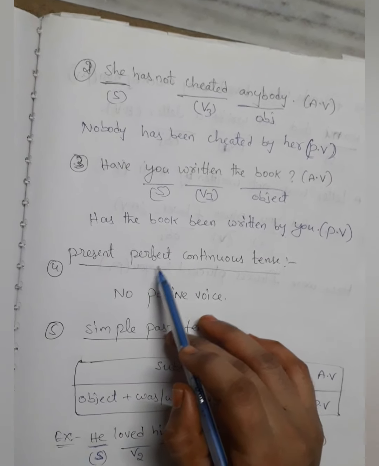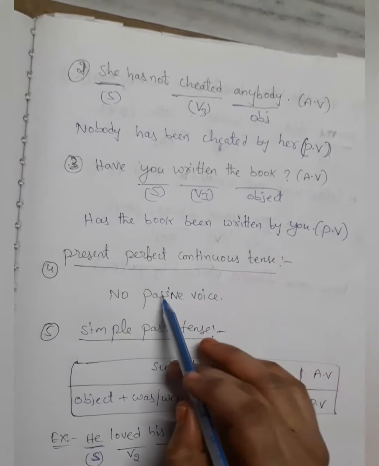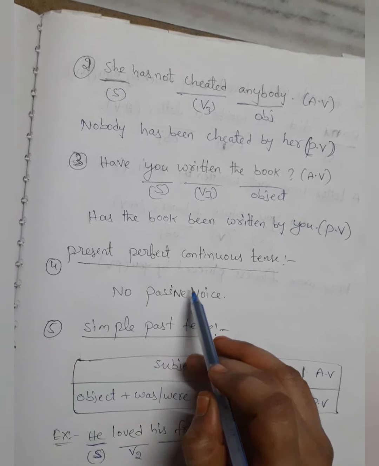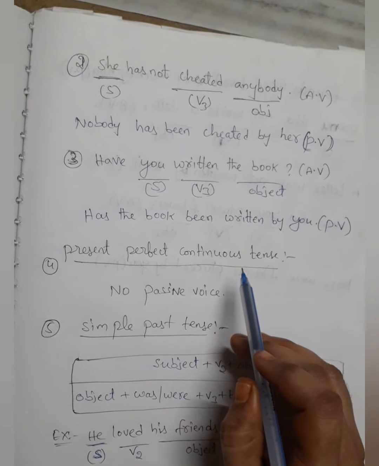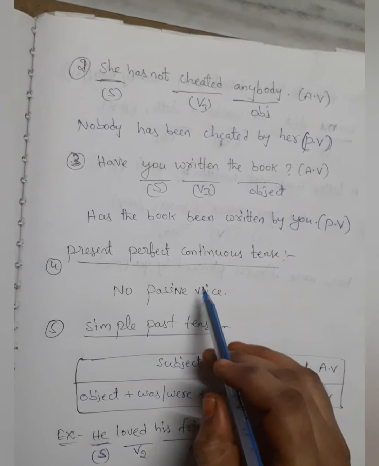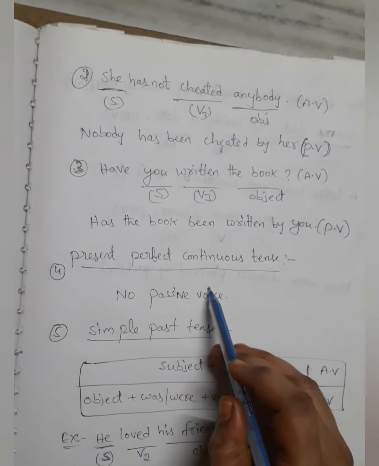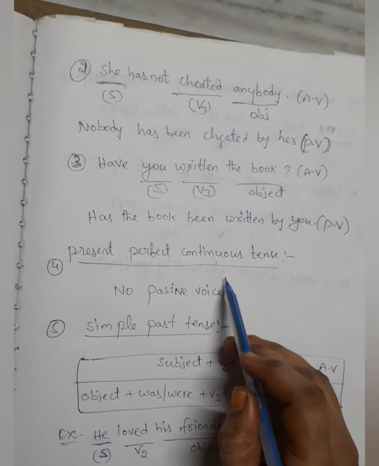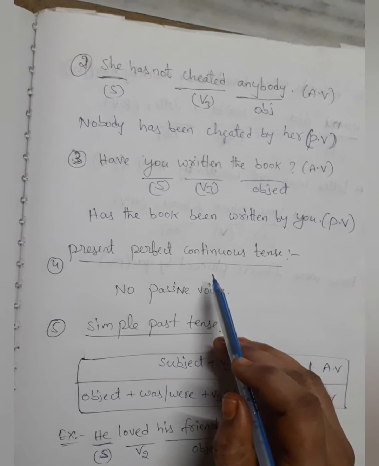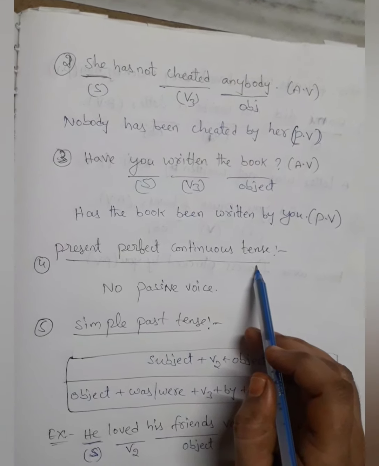Then after present perfect continuous tense, there is no passive voice in present perfect continuous tense. There is no change into passive voice, active voice to passive voice. There is no change in present perfect continuous tense.